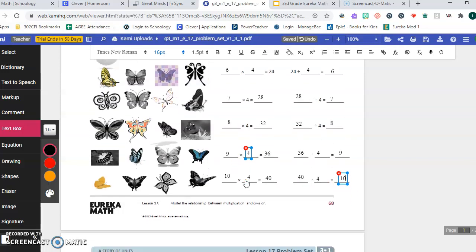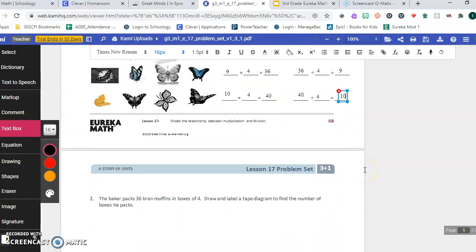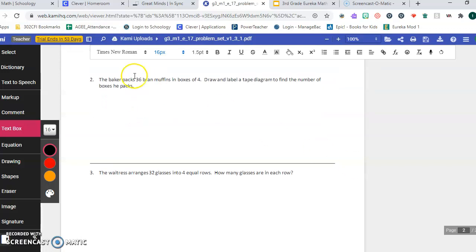Okay, so that was a demonstration of how that works and the kind of language that goes with reasoning like that, and a demonstration that the parts in the multiplication problem are the same as the parts in a division problem. They're just in a different order. In multiplication, you're working to find the total. In division, you're starting with the total and working to find either the number of groups or the size of the group.